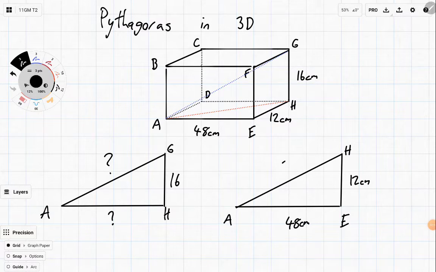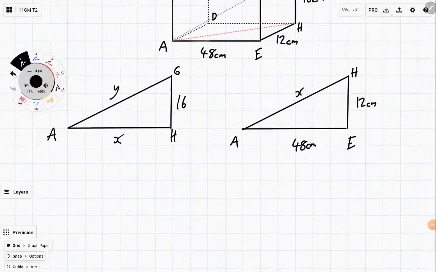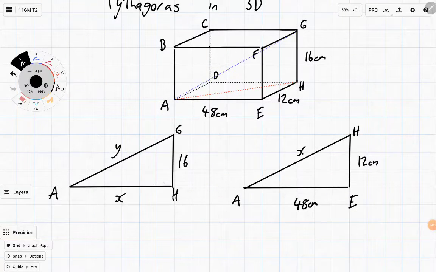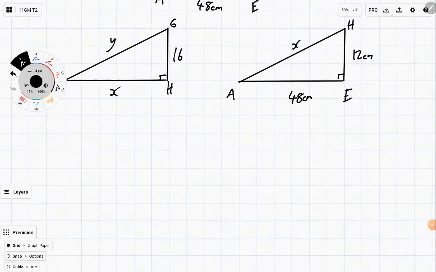So we can work out the third side. In order to find AH, this side, let's call it X, I need to find AH before I can find out AG. Hopefully some of you can see this relationship here. So let's ignore this big annoying box and just look at these two triangles. The one on the right is solvable, so let's do that one first.